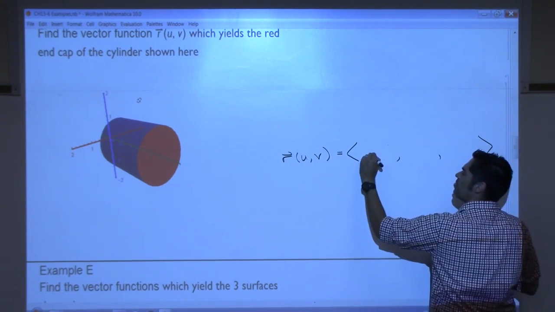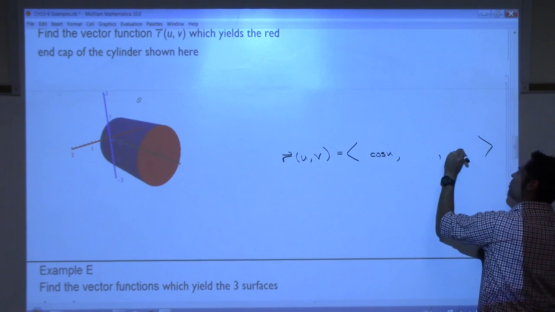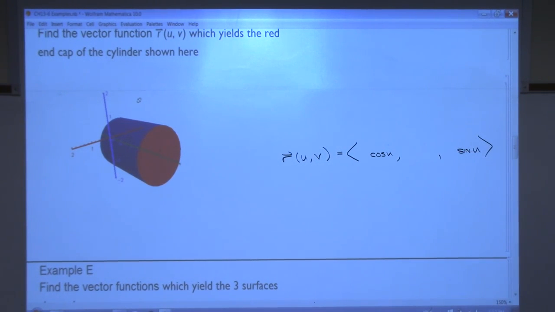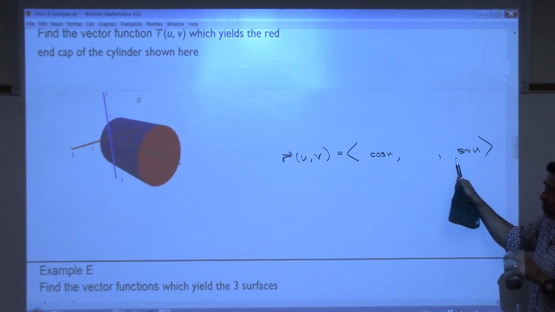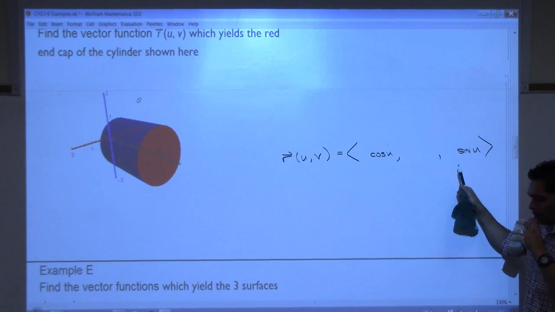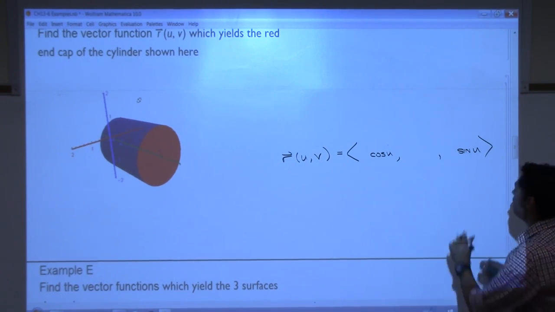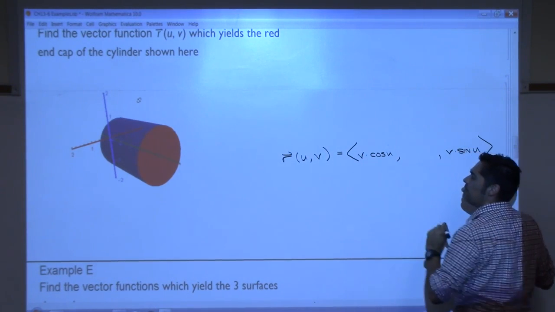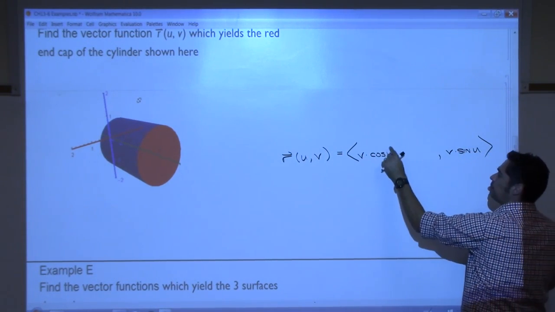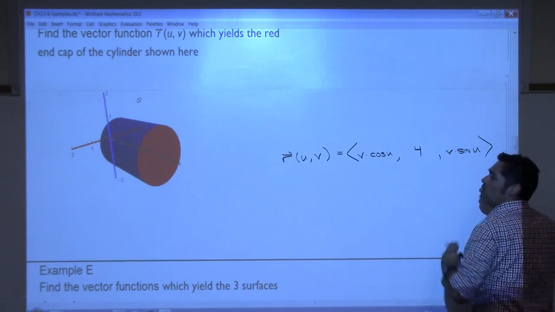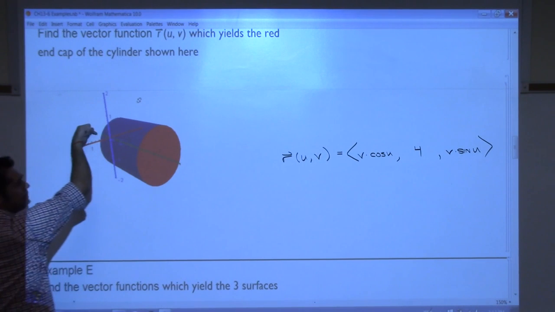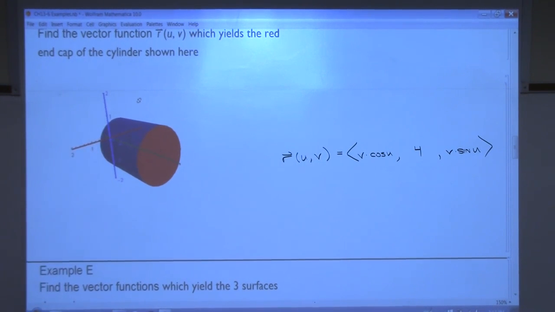So how about we use cosine u, sine u again. That will draw me circles in the xz plane. But I don't want unit circles, right? Something you can control. So how about we use that other variable v here? V times this. V times this. Now what about the y? That's going to have to be 4, if I'm going to be this front end cap, right? What if I wanted the back end cap? It would just be a 1, right?